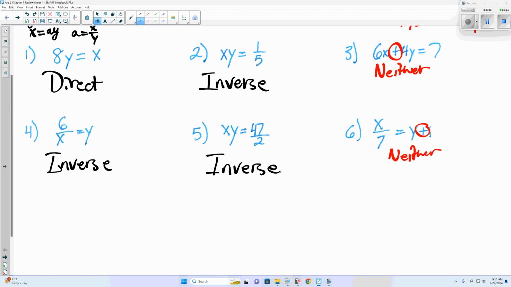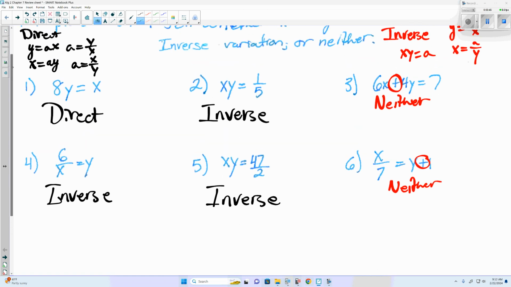And with all these here, 1 through 6, we're just matching it up to one of our sets of equations. Is it one of the ones that direct is modeled after, or inverse? One or the other. If we have addition, subtraction, or one variable, neither. We good with 1 through 6?